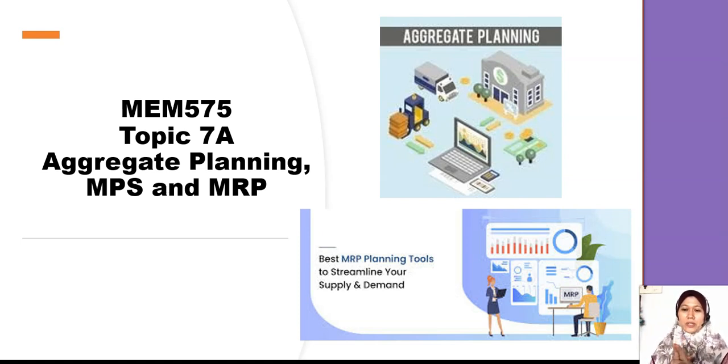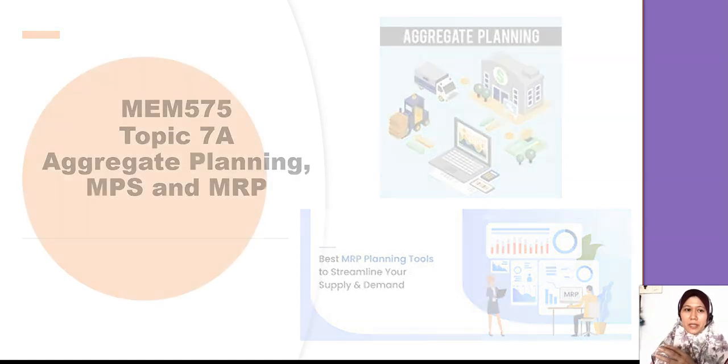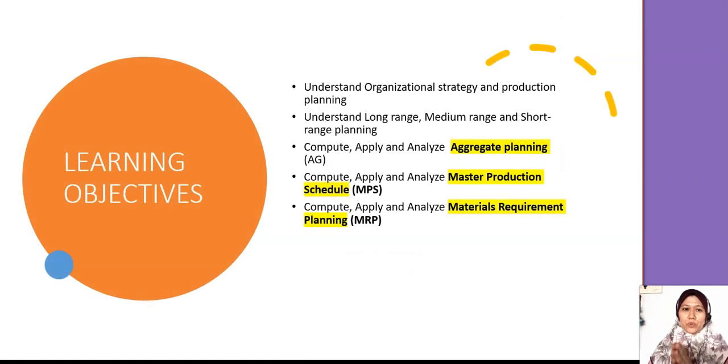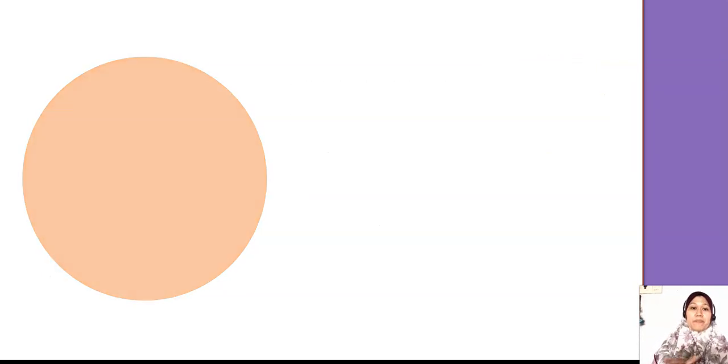In topic 7, I will divide into two categories. The first one, we're going to learn about aggregate planning, MPS, and also MRP. For this part, we're going to look at the organization strategy, and then the type of planning, and then the important part is to know how to do aggregate planning. That's for part 1. And then for part 2, we will look at the MPS and also MRP.